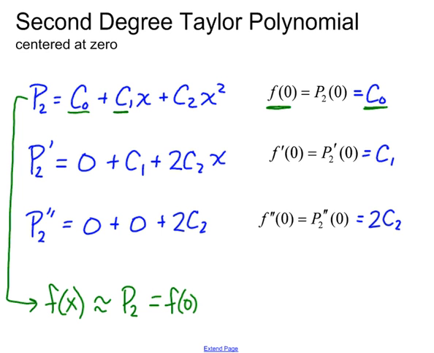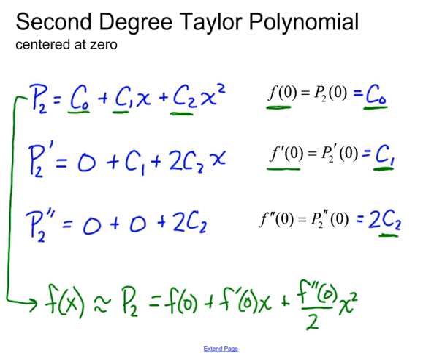Next, I come over here for c sub 1, and I can see that off to the right, c sub 1 equals f prime at 0. So I've got f prime at 0 times x plus, for c sub 2, I come down here to the third line, and there's c sub 2. It doesn't exactly equal the second derivative at 0, but if I divide by 2, then c sub 2 equals the second derivative at 0 divided by 2 times x squared. And now we have written a second degree Taylor polynomial that approximates our function f.